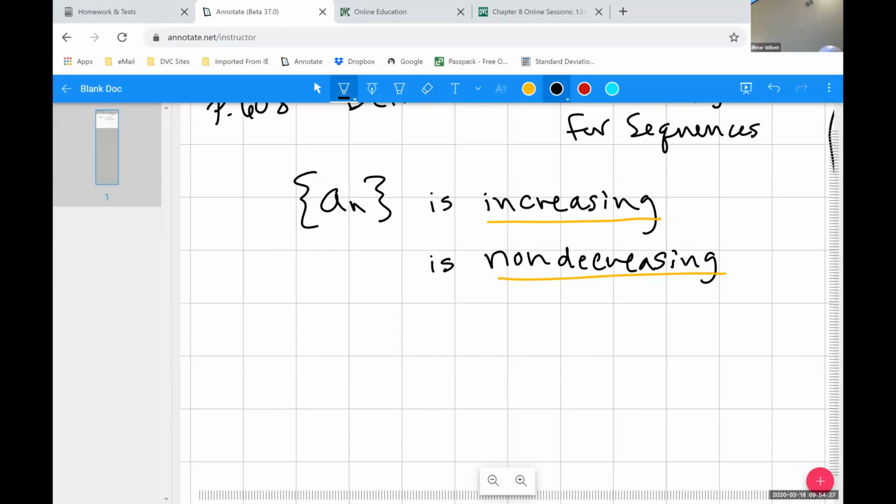All right, so next up. Analogous to this, instead of it being increasing, we could say that the sequence is decreasing. Or we could say that the sequence is non-increasing.